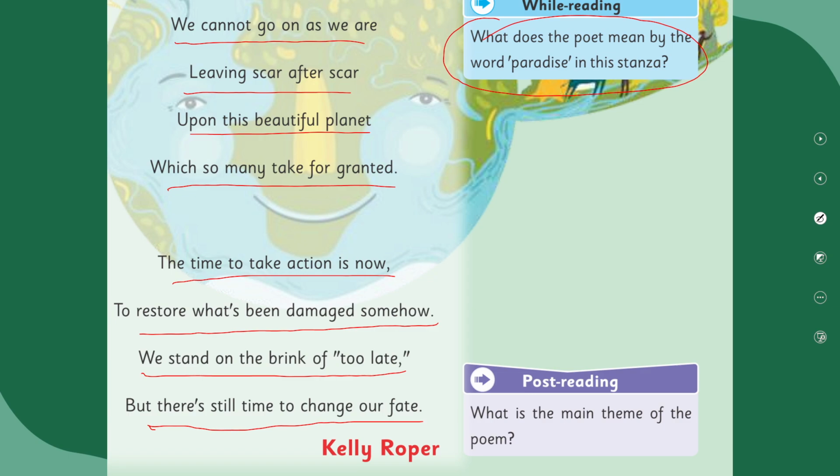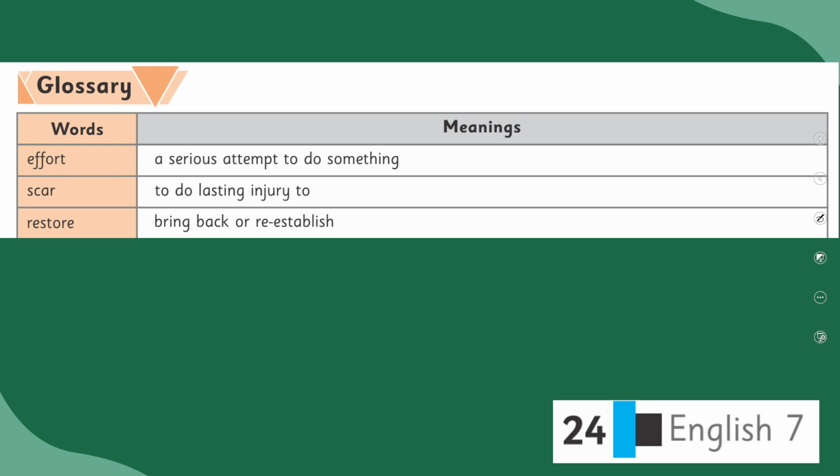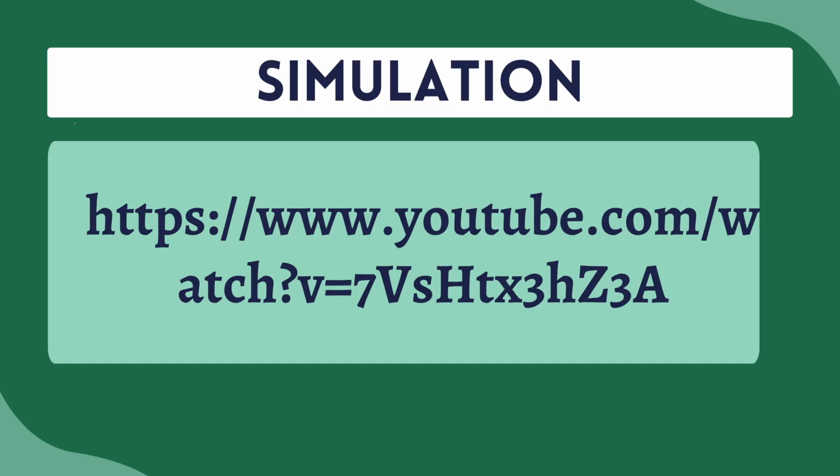Now, you can clearly see that the theme is about actually realizing what we are doing to our earth and then motivating the reader of the poem to actually take action so that we can protect or restore our earth from all the damages that we caused. Here is a glossary for words that you have problems with understanding along with their meanings.